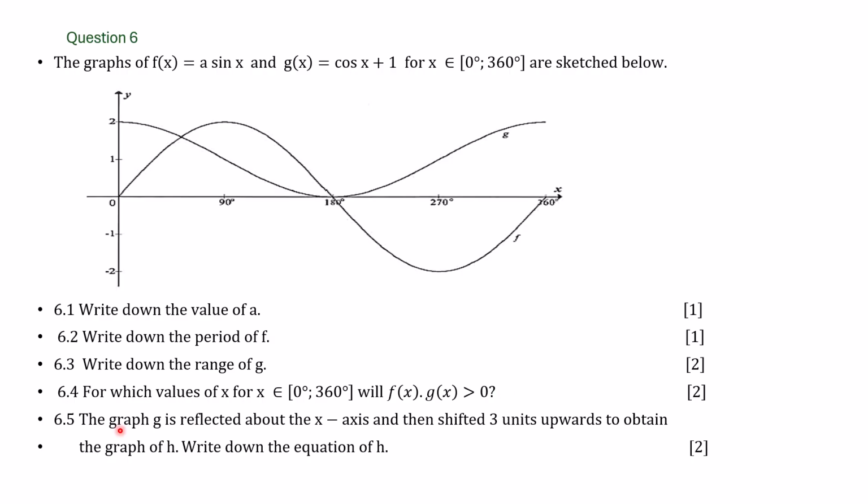Then a general question, and this is with all graphs: we give you a graph that's translated, shifted or reflected, and you must be able to write a new equation. So I say the graph of g is reflected about the x-axis and then shifted 3 units upwards, which should read 2 units upwards, to obtain the graph of h. Write down the equation of h. They have made an error, but in the other slide, when I do the answers, that reads 2 units. I by mistake typed 3 units, so my apologies.